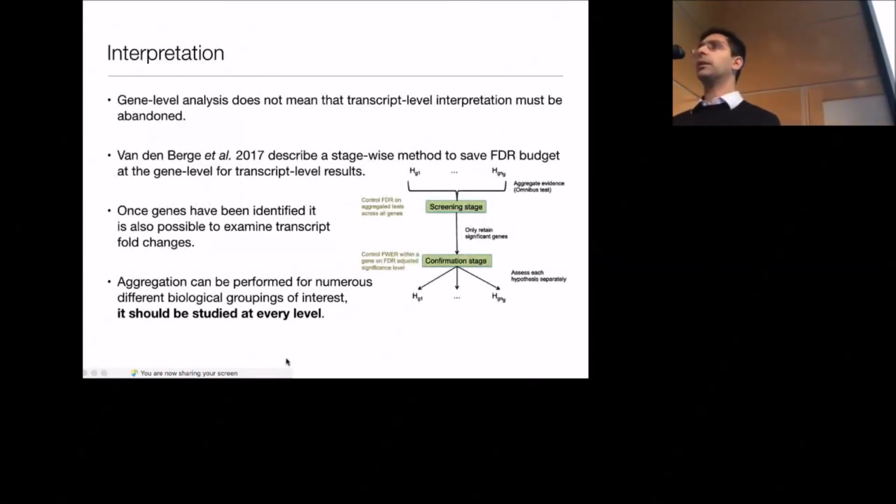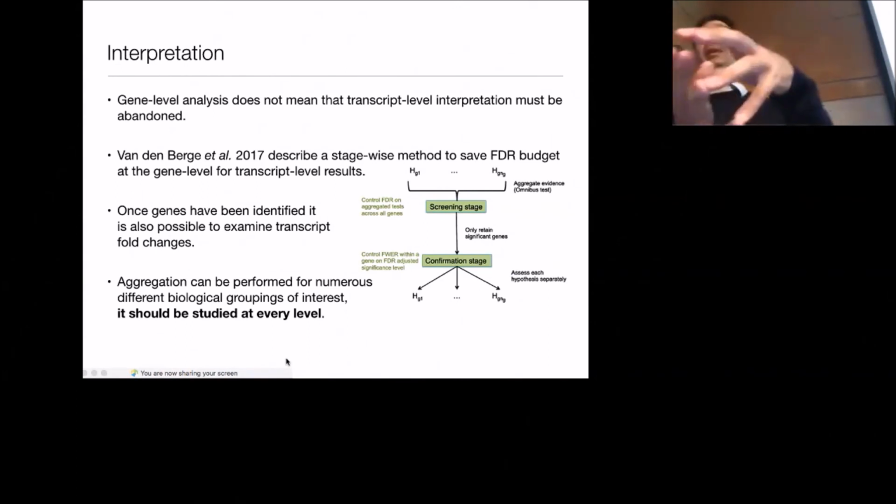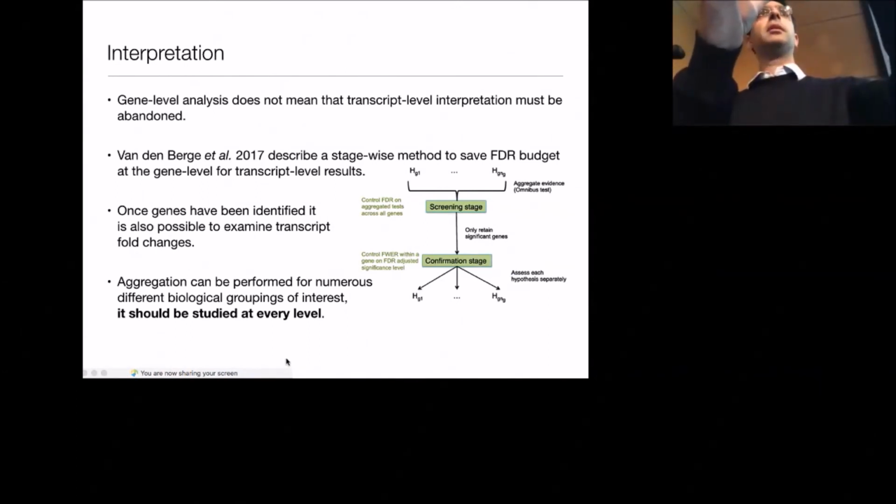Okay, so I think I'm pretty much out of time and I'm out of slides. I'd just like to make some final comments at the end. One thing is that gene level analysis doesn't mean you have to abandon transcript level results. There's a really interesting paper that just came out very recently, where they discuss a two-step method where you save some of your false discovery rate budget when you're doing your gene level analysis so that you can then go back into those genes and look at individual transcripts there.